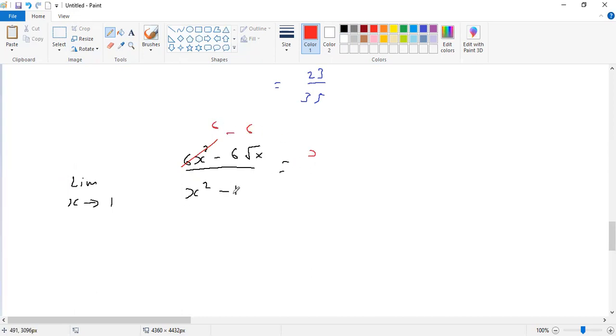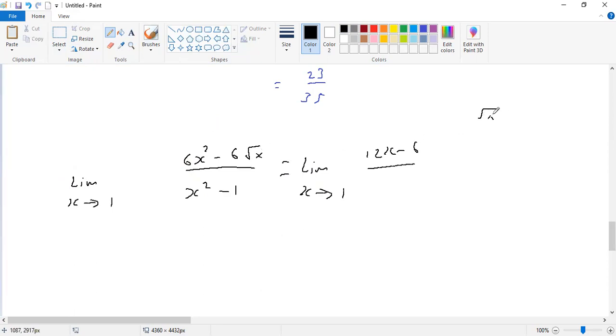And if we replace 1, it will be 1 minus 1, also 0. So 0 over 0. Now what is the limit? The limit is equal to the derivative of the numerator over the derivative of the denominator. So the limit as x approaches 1 of the derivative of the numerator, 12x, minus the derivative of the denominator, 6 radical x.